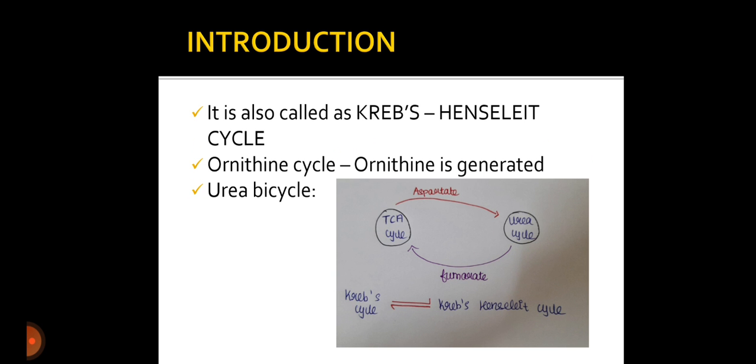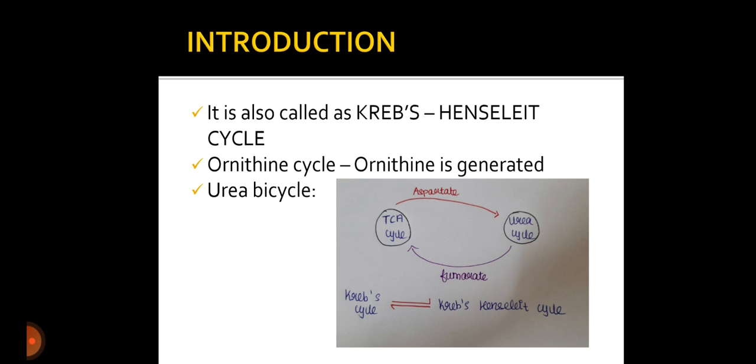Urea cycle is also called as Krebs-Henseleit cycle because Krebs and Henseleit were the scientists who found out this urea cycle, and it is also called as ornithine cycle because ornithine is regenerated here, which I'll be mentioning in the flow chart. And it is also called as urea bicycle.